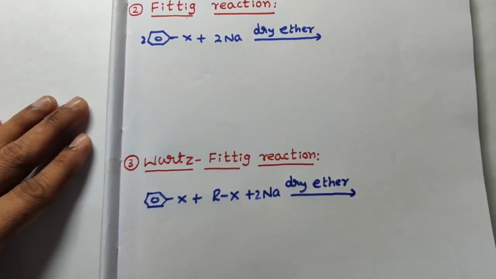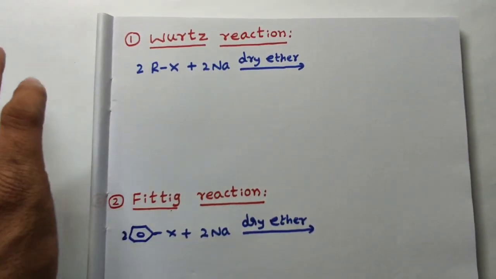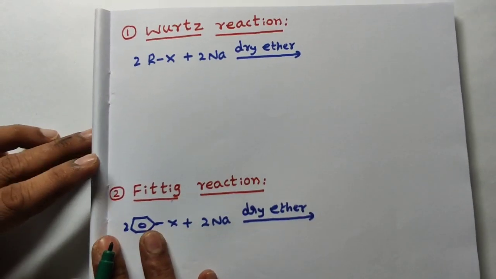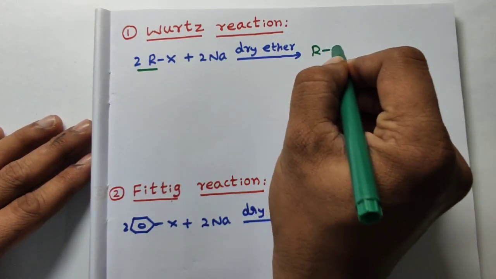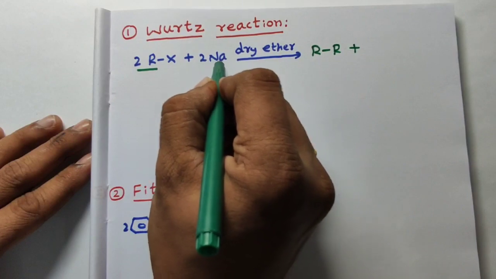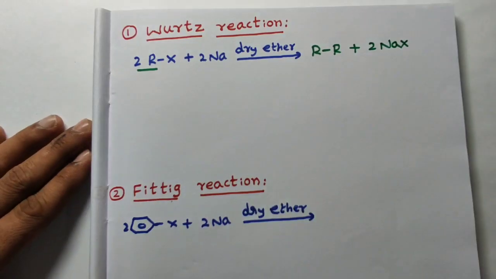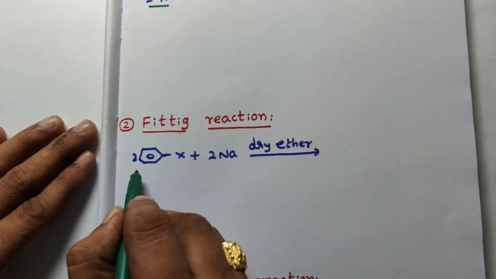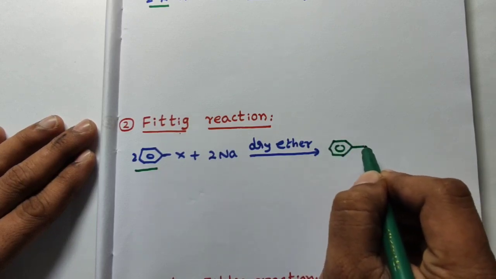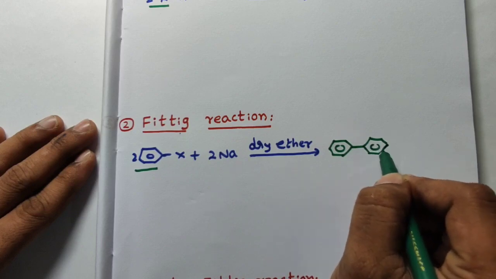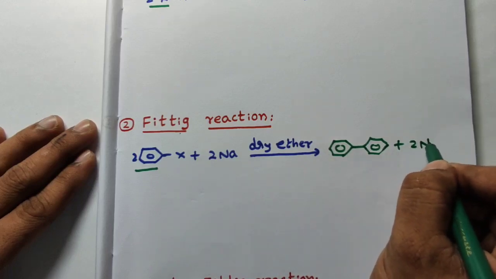Okay, now let us write the products for all three reactions. First, in case of Wurtz reaction, two alkyl groups combine to produce an alkane. And what is the remaining? 2 sodiums and 2 halogens, 2 moles of NaX. Clear. Next, Fittig reaction. 2 aryl groups, 2 phenyl groups, join together. This is one phenyl group, this is one phenyl group, to give diphenyl, and the remaining is 2 moles of NaX.